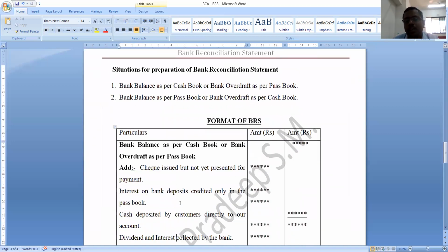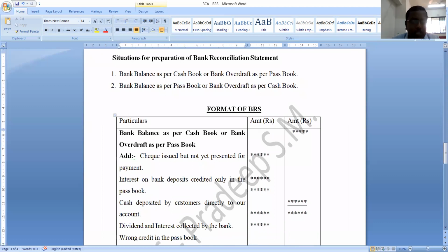Now let us move to the next part, that is situations for preparation of bank reconciliation statement. Situations for preparation of bank reconciliation statement means they will give you one balance, and you need to find out another balance. Suppose they give you the bank balance as per cash book, you need to find out the bank balance as per passbook. Suppose they give you the bank balance as per passbook, you need to find out the bank balance as per cash book. Understood?